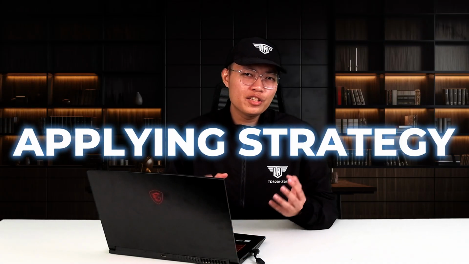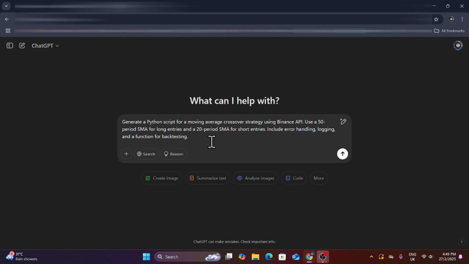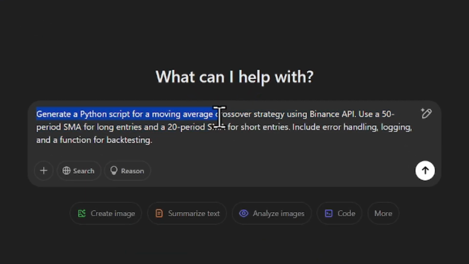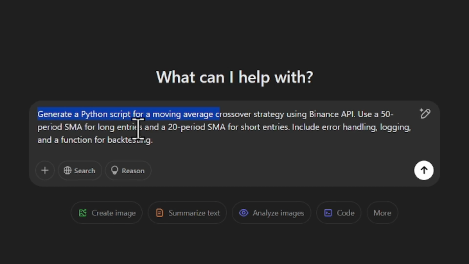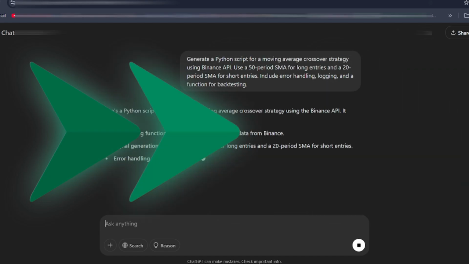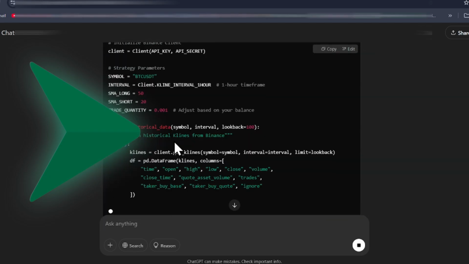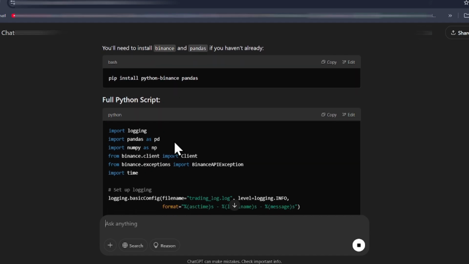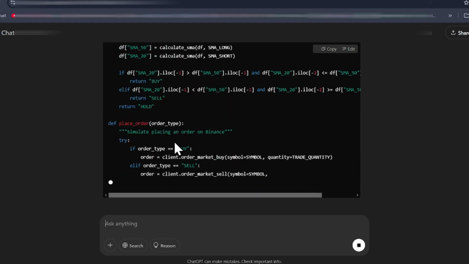So let's apply these strategies in a real-time example. I'm just pasting the prompt. Generate a Python script for a moving average crossover strategy using the Binance API. Use a 50 period SMA for long entry and 20 period moving average for short entries. Include error handling, logging, and functions for backtest. Alright, let's see how it does. So you can see that it generated a full script for us. Let's see how this code works.